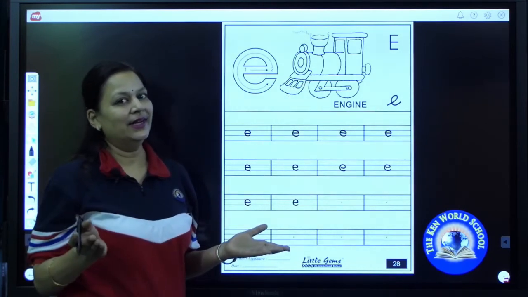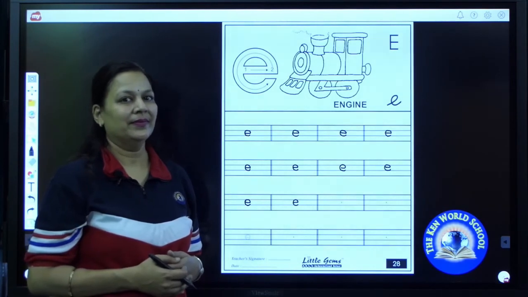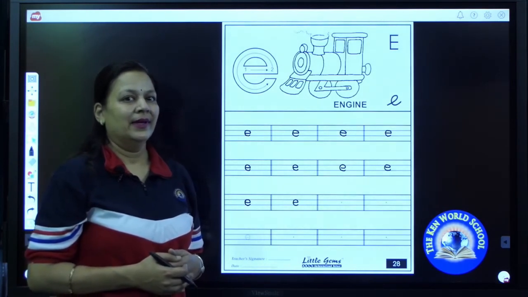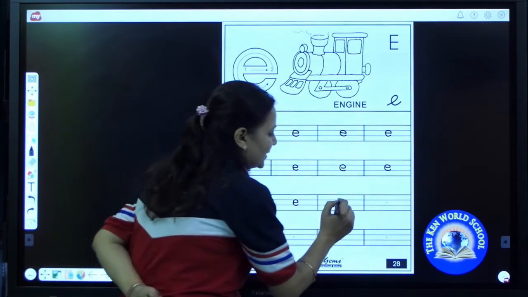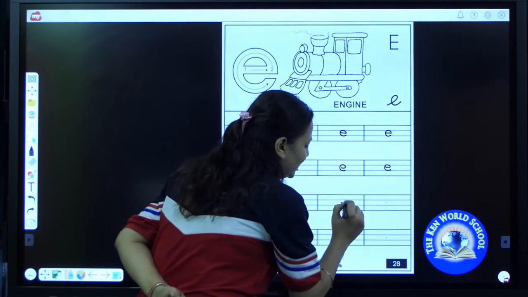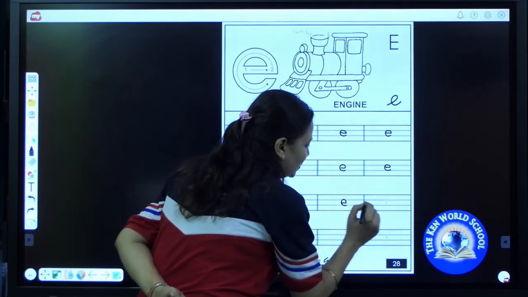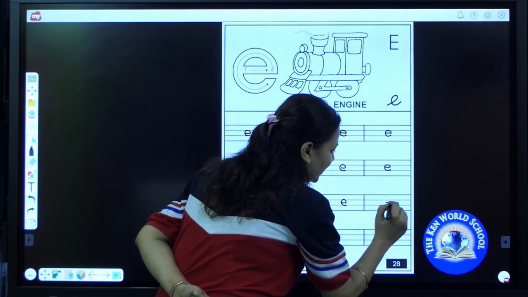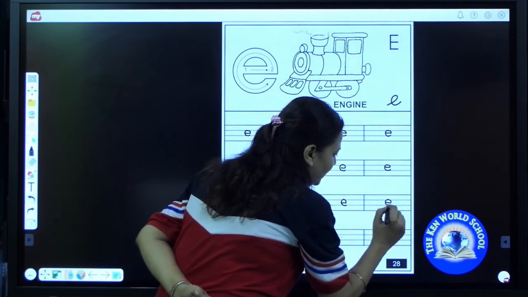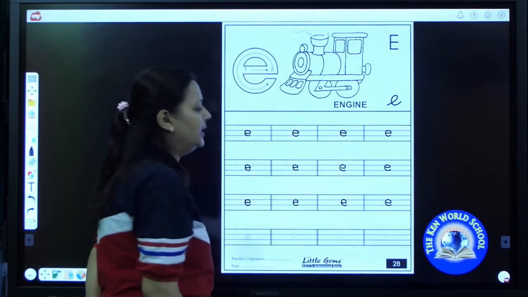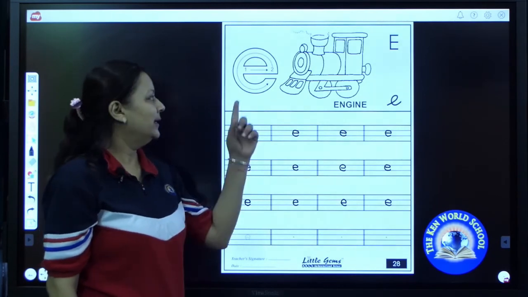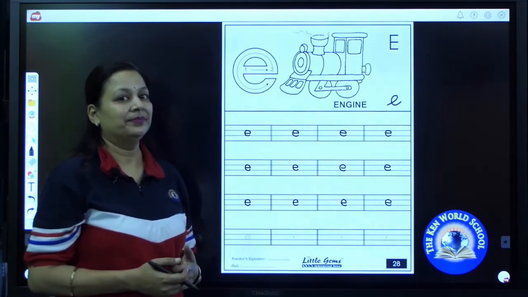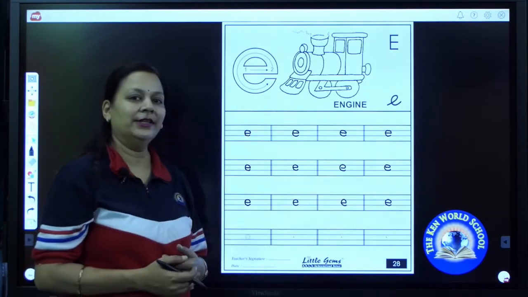Now it's your chance. Have you all done? Amazing. Excellent. Now again I'm going to write. Put your pencil between middle line and base line. Draw a sleeping line. Go up. Make a curve till base line. E says eh. E as in engine. Now I have completed my third row.